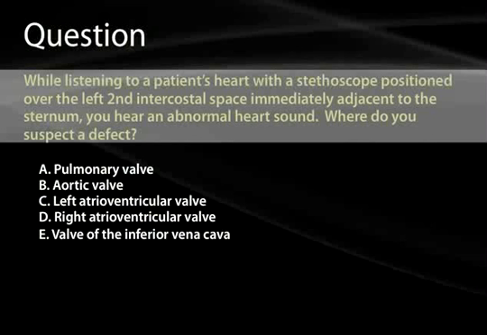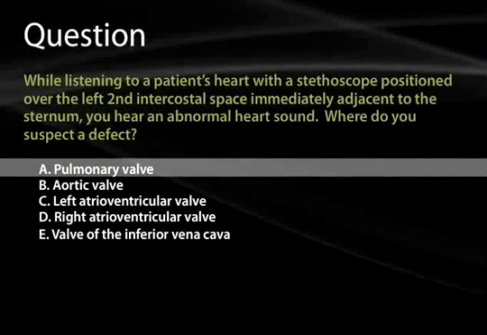While listening to a patient's heart with a stethoscope positioned over the 2nd intercostal space immediately adjacent to the sternum, you hear an abnormal heart sound. Where do you suspect a defect? And this is going to be where you would listen for the pulmonary valve. The pulmonary valve, so this is part of auscultation.